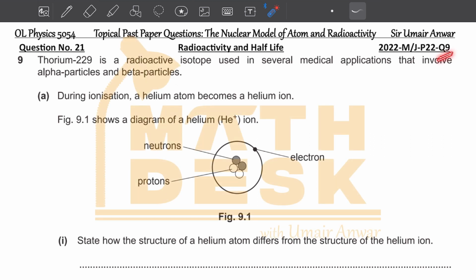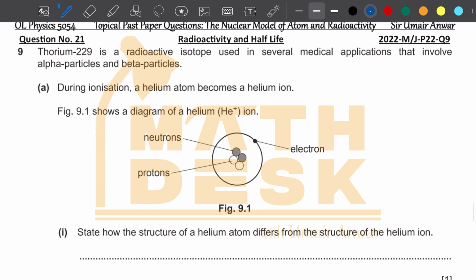Welcome to this tutorial. I'm solving question 9 of paper 2-2, May June exam series of 2022. The topic of this question is radioactivity and half-life. The question says thorium-229 is a radioactive isotope used in several medical applications that involve alpha particles and beta particles.